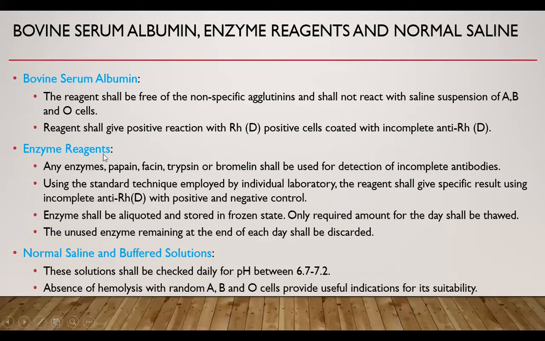Enzyme reagents: these are the enzymes which can be used in the blood bank for detection of incomplete antibodies. And enzyme shall be aliquoted and stored in frozen state. Only the required amount for the daily use shall be thawed. The unused enzyme remaining at the end of each day shall be discarded. Normal saline buffered solution: these solutions shall be checked daily for pH between 6.7 to 7.2. And there should be absence of hemolysis with random A, B and O cells.